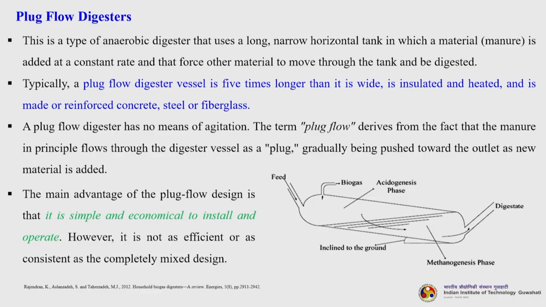Okay. Typically, a plug flow digester vessel is 5 times longer than it is wide. It is insulated and heated and is made of reinforced concrete, steel or fiberglass. A plug flow digester has no means of agitation. The term plug flow means that the manure in principle flows through the digester vessel literally as a plug, gradually being pushed out to the outlet as the new material is being added. So, the main advantage of the plug flow design is that it is simple and economical to install and operate. However, it is not as efficient or as consistent as the completely mixed fermenters.